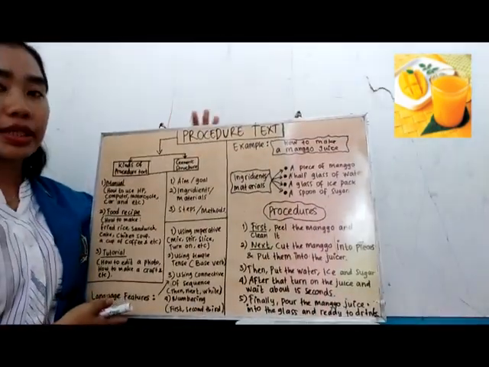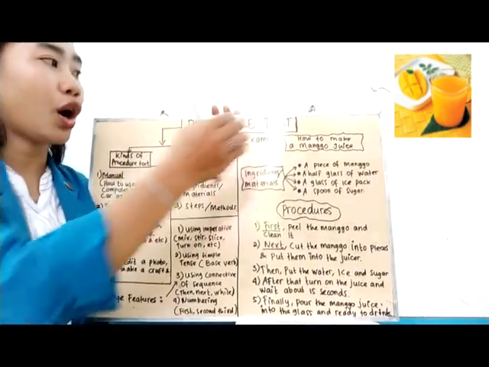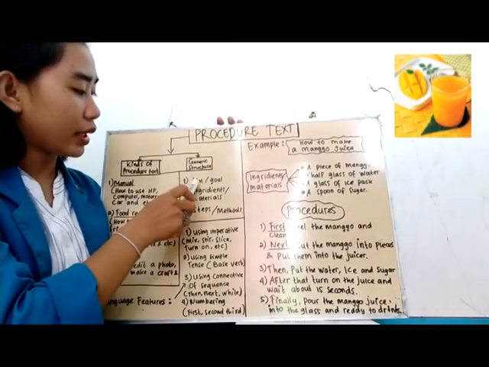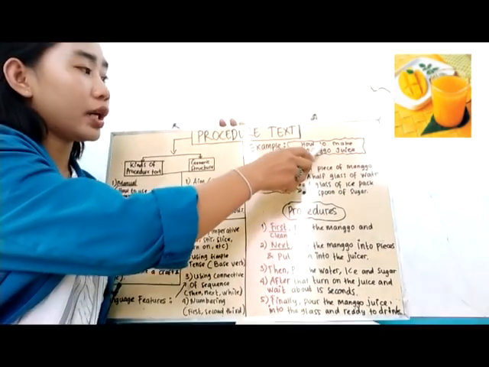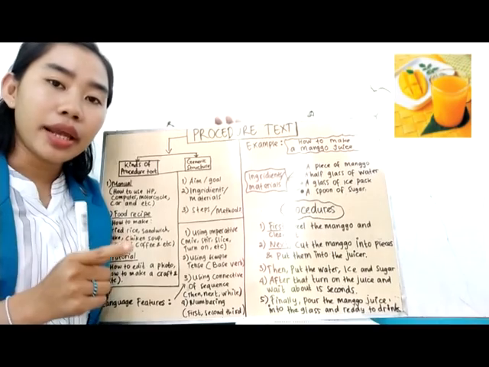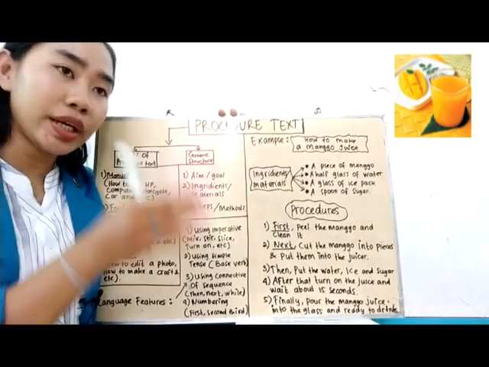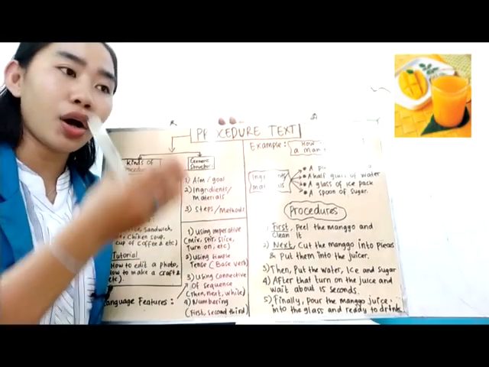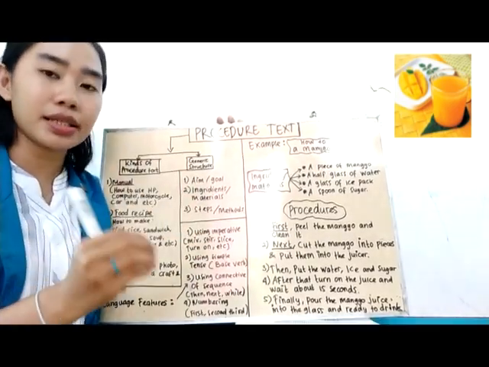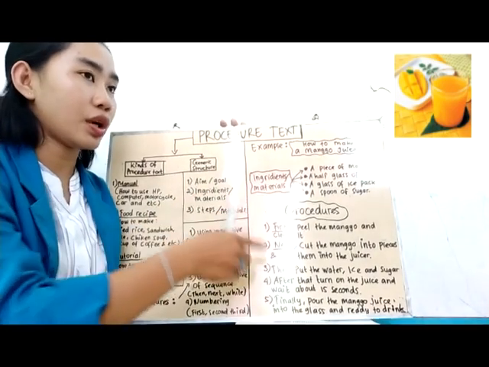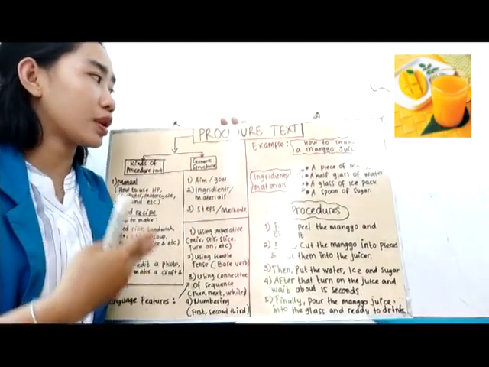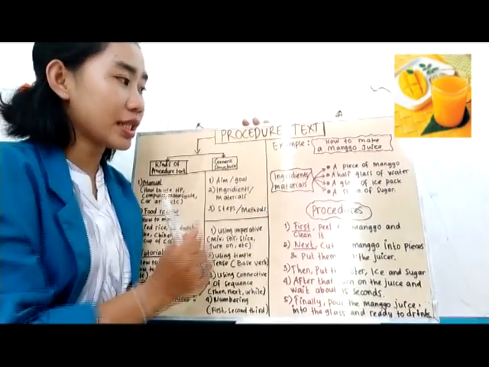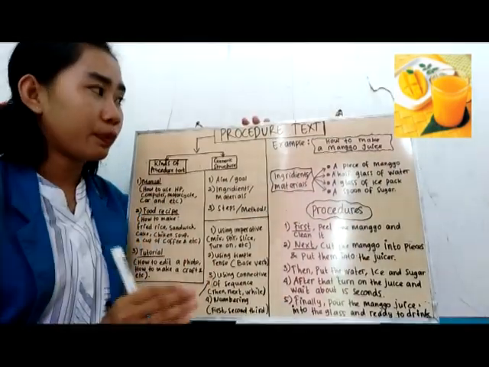The example is how to make a mango juice. For example, what is the aim or goal of how to make a mango juice? The aim or goal is you want to tell the reader or audience that you want to make a mango juice, and then the steps or methods to make a mango juice. So that is the purpose. It is also the purpose of procedure text, and then the ingredients or materials of the mango.